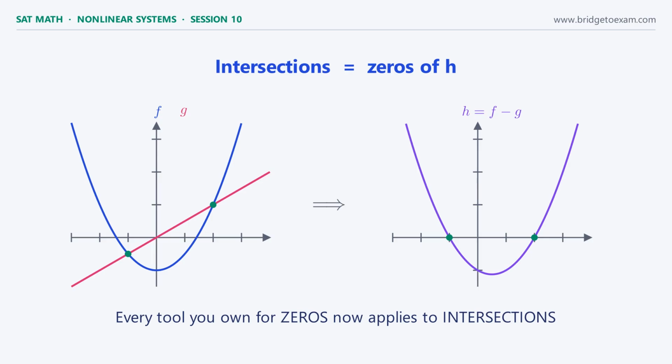Read that again, because of what it buys you. You have spent years learning about the zeros of a quadratic. Factoring, the quadratic formula, the discriminant, ETA, all of it is machinery for finding zeros. The difference function lets you point every bit of that machinery at an intersection question. Two curves become one curve, and crossing becomes 0.